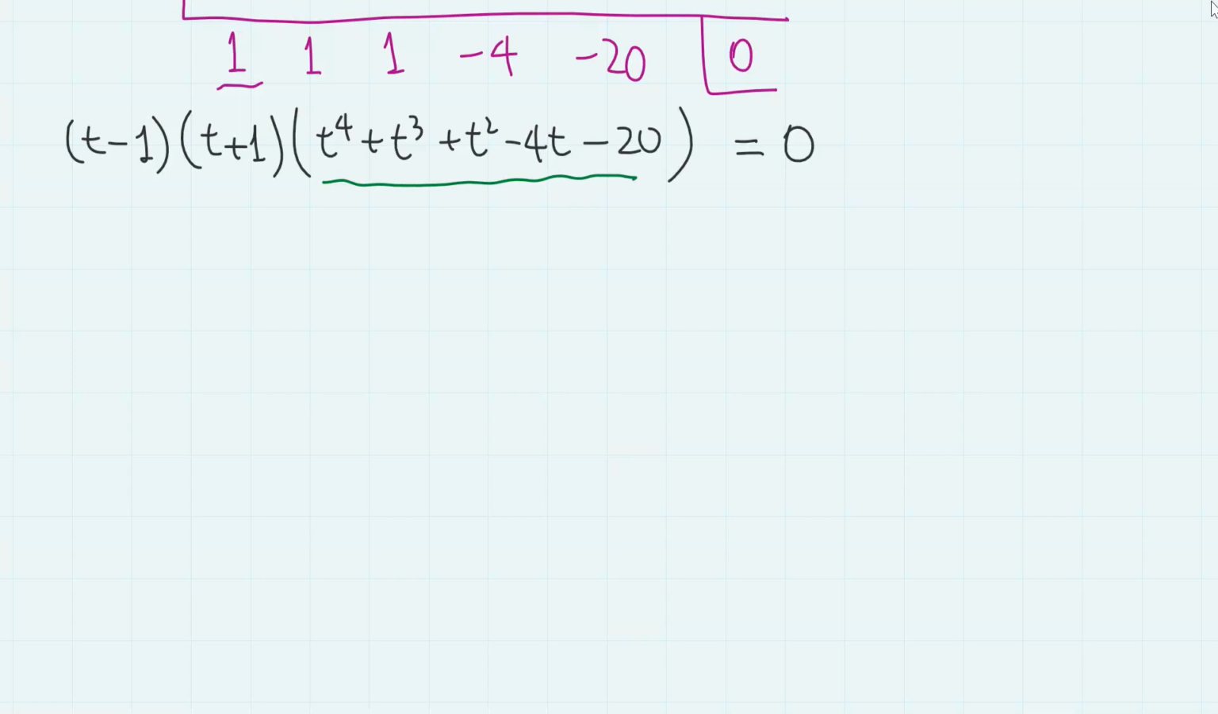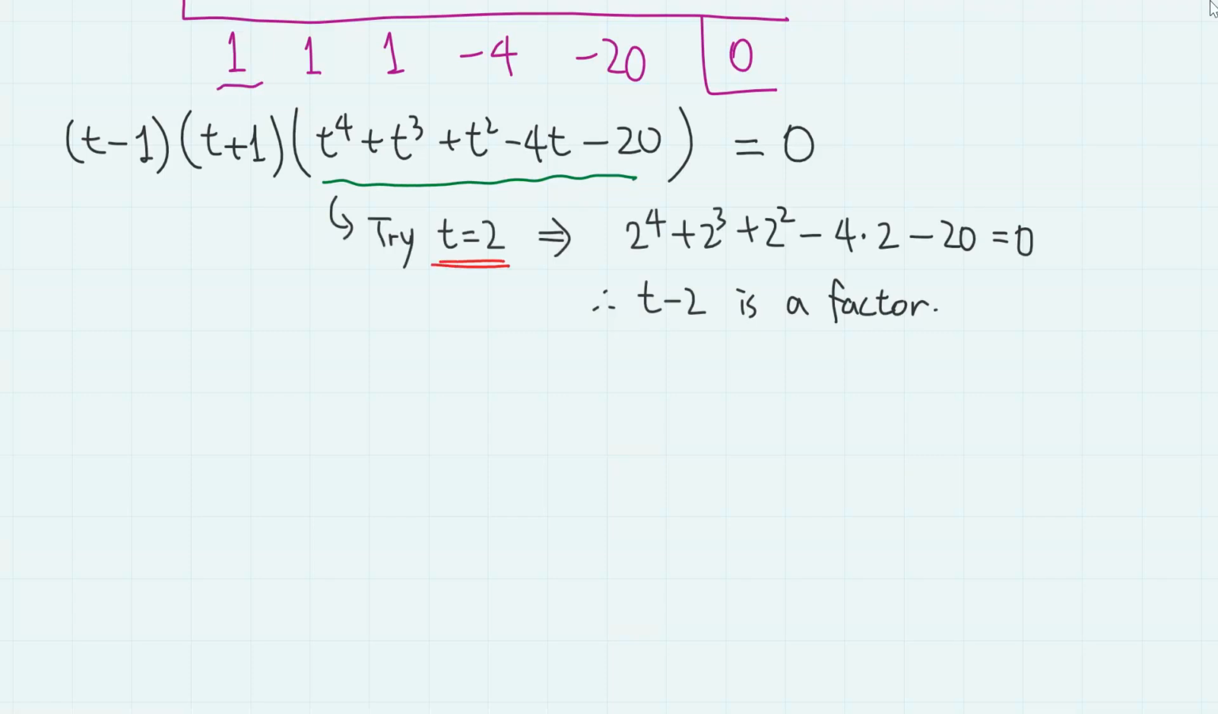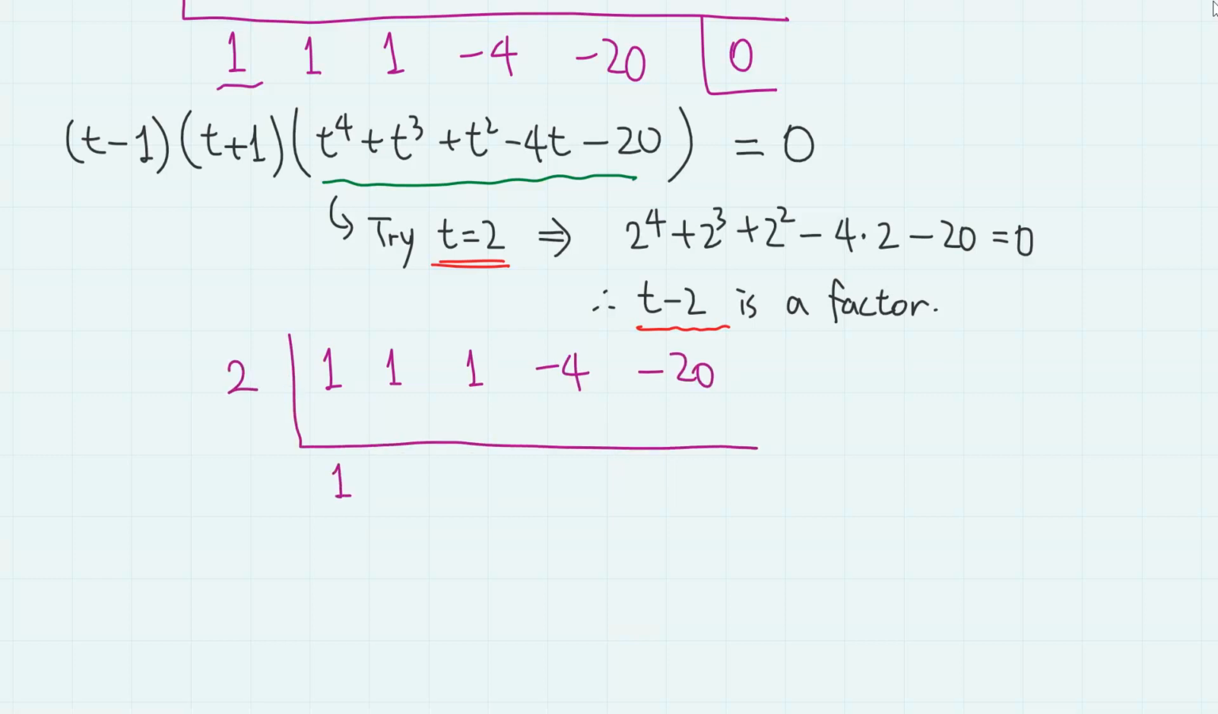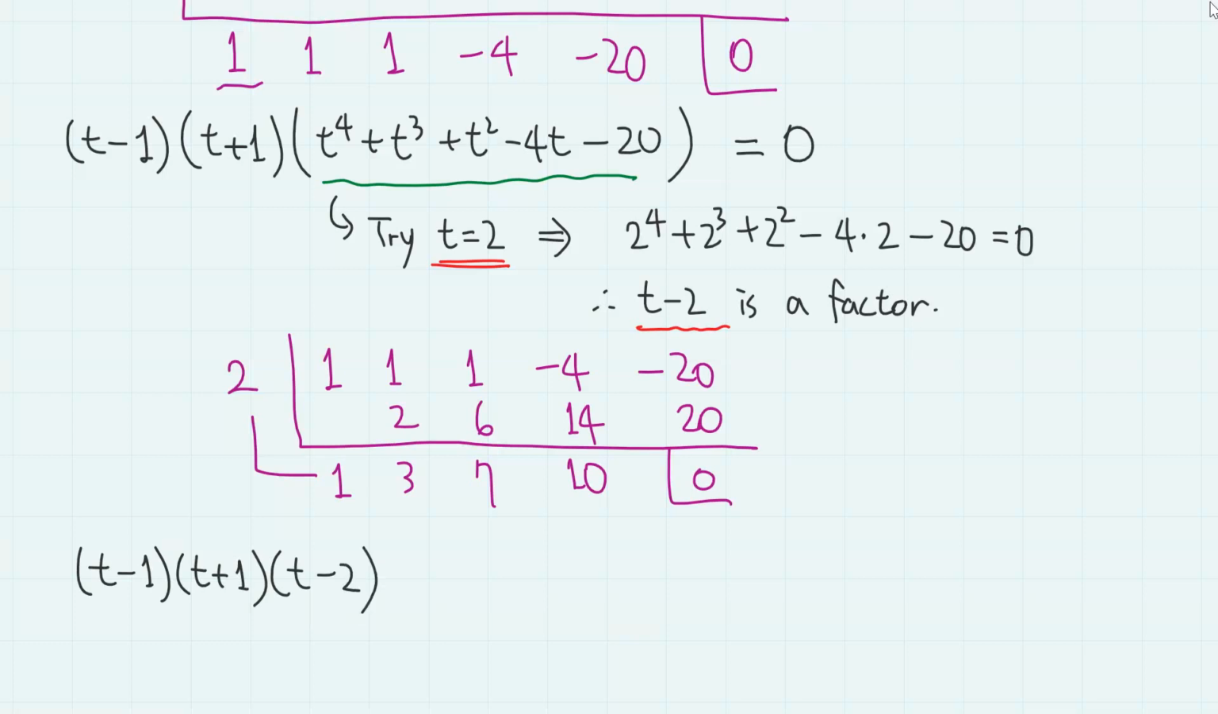For this part, notice that t equals 2 satisfies the equation. Therefore, t minus 2 is a factor. So if we do the synthetic division, this time 2 here, so 1, 2 times 1, so 2, 3, 2 times 3, so 6, 7, 14, 10, 20, 0. So t minus 2 times t cubed plus 3t squared plus 7t plus 10 equals 0.